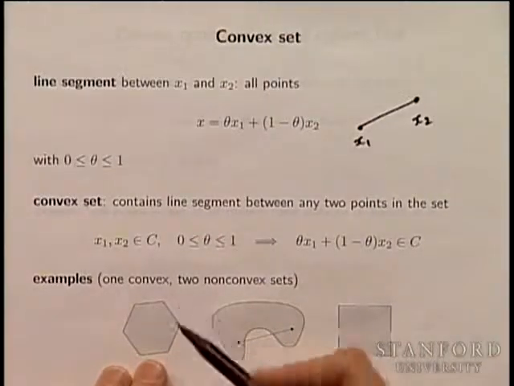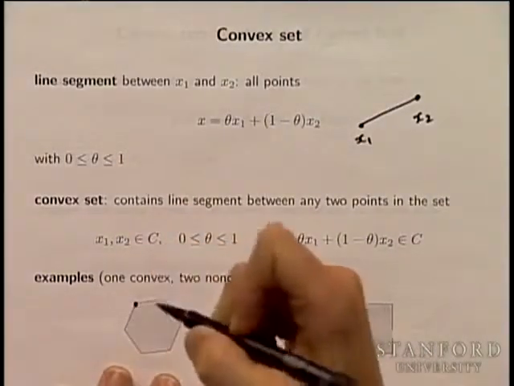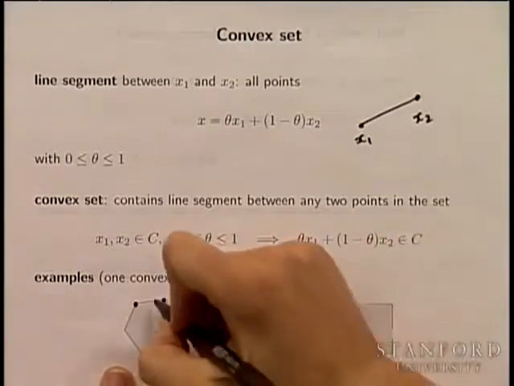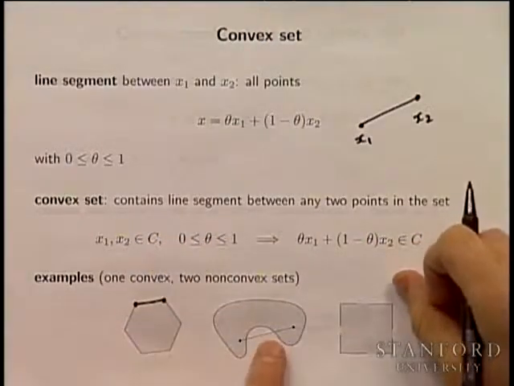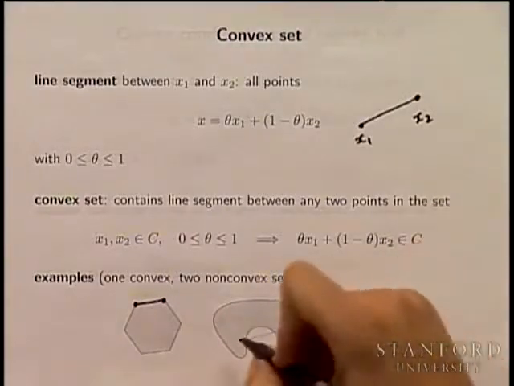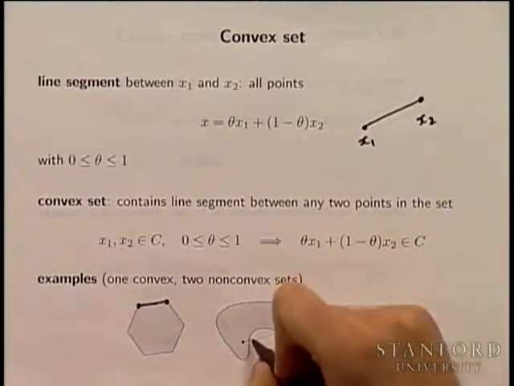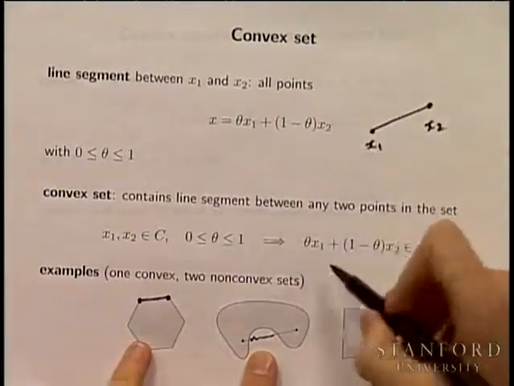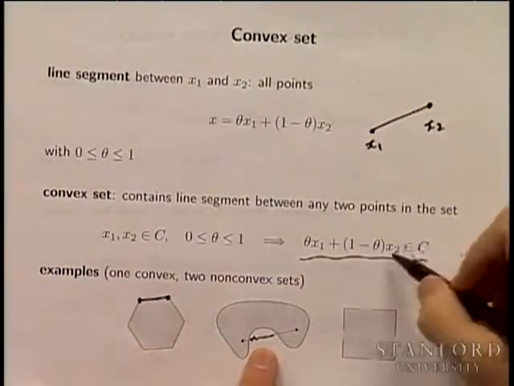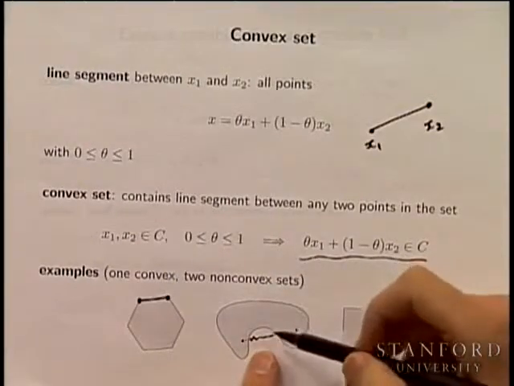Now, here are some examples. This set here, obviously, if I pick, say, these 2 points here, every point along this line lies inside the set. Now, this here is a problem, because if I pick these 2 points here, all of these points here do not lie in the convex set. So that clearly violates this set membership here, and this cannot be a convex set.